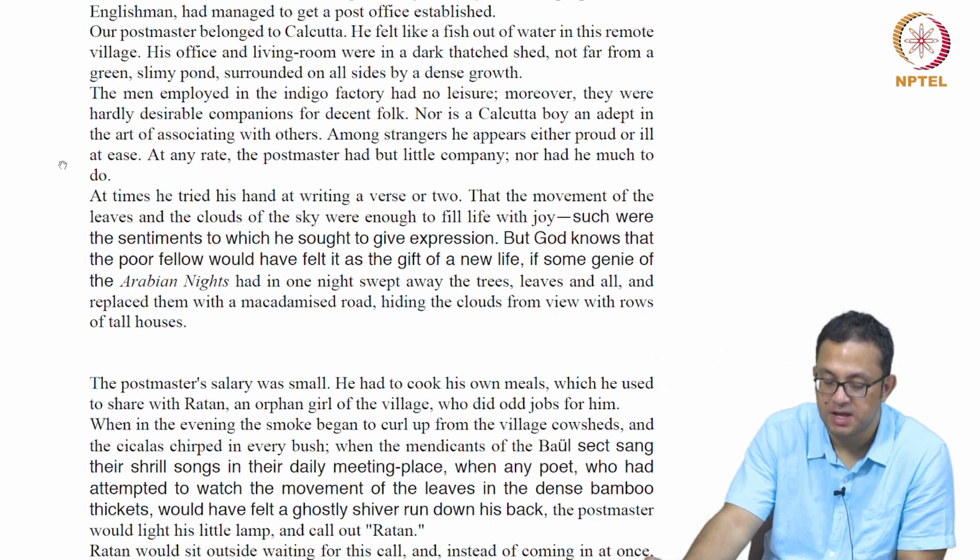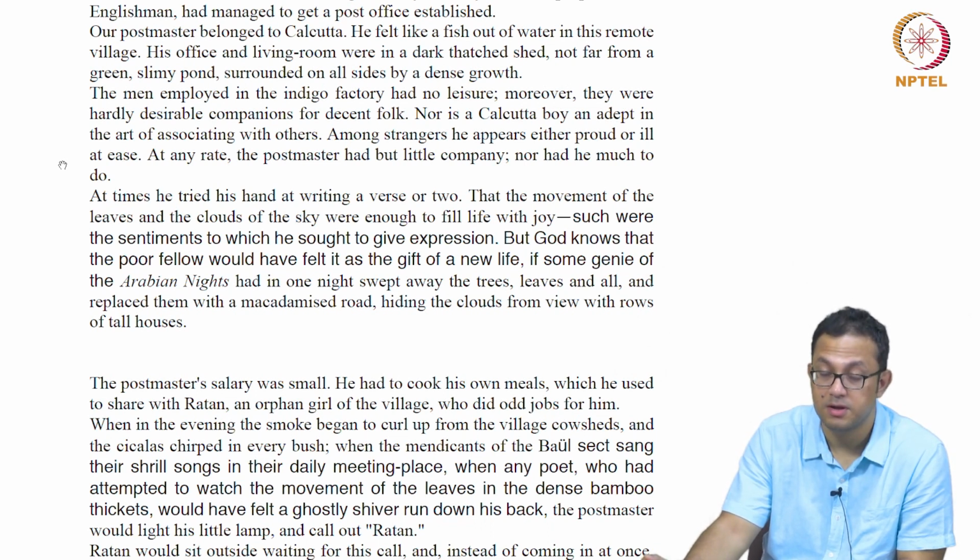And the postmaster's salary was nothing to write home about. It was a very modest salary, and he had to cook his own meals because he couldn't hire a person who could cook for him. And then he would share the meals with a girl called Ratan, who was an orphan girl of the village, who did all jobs for him.